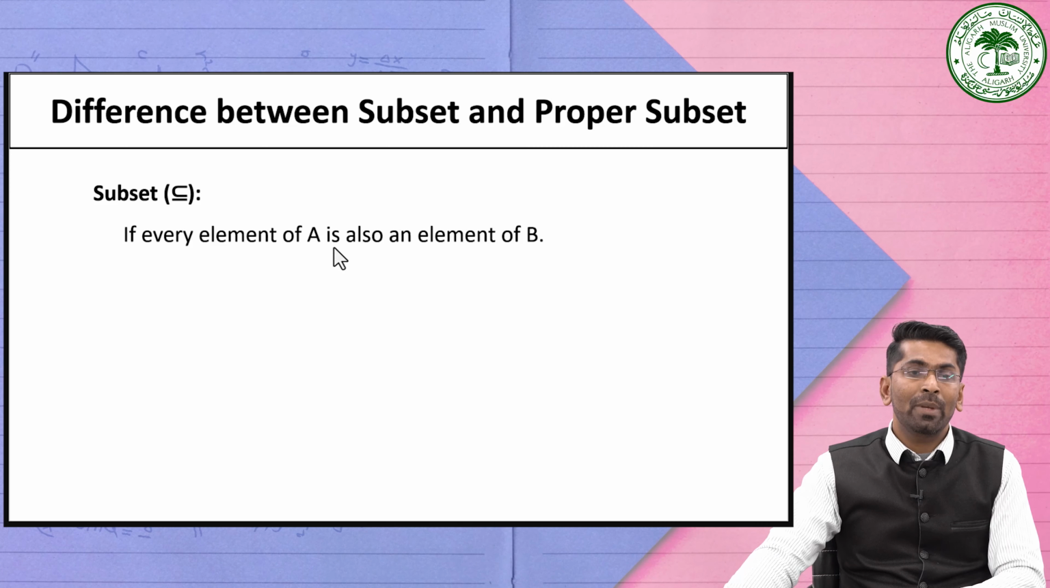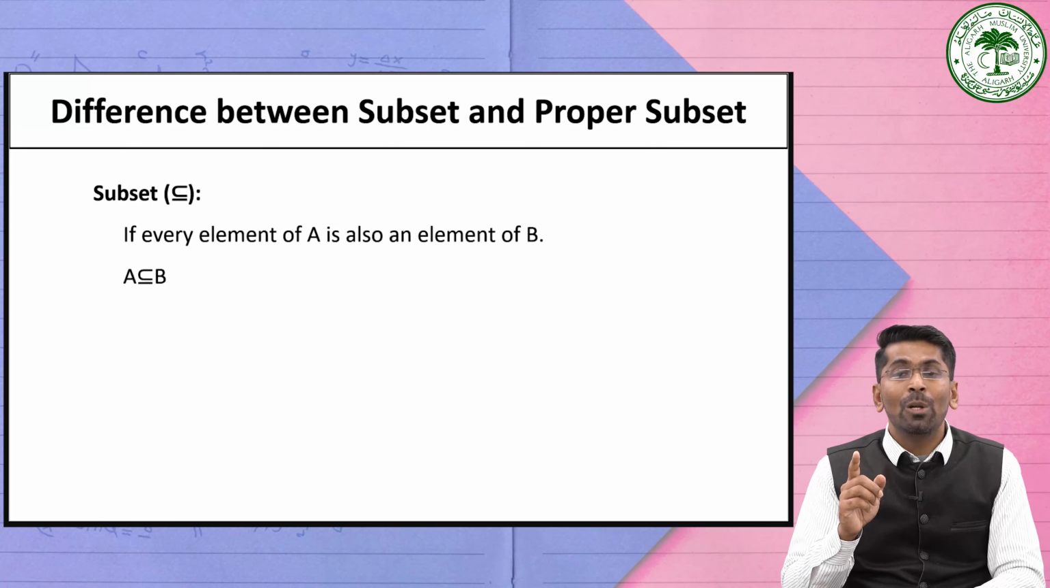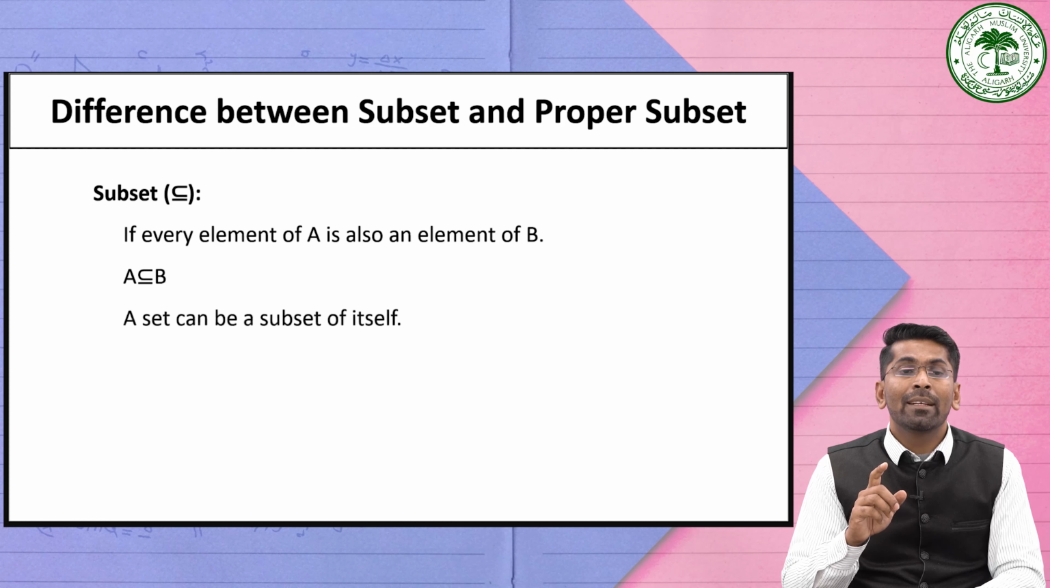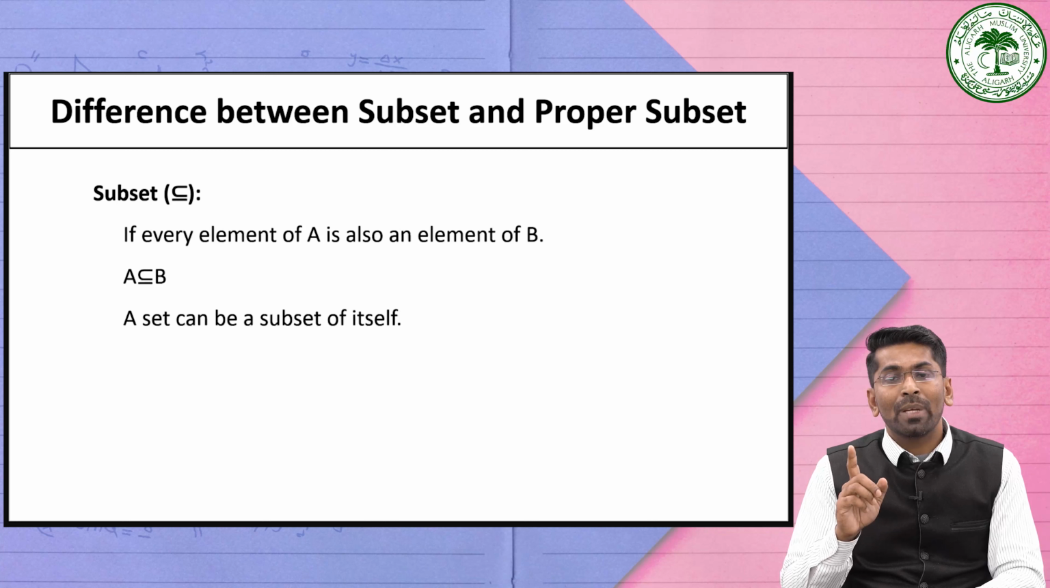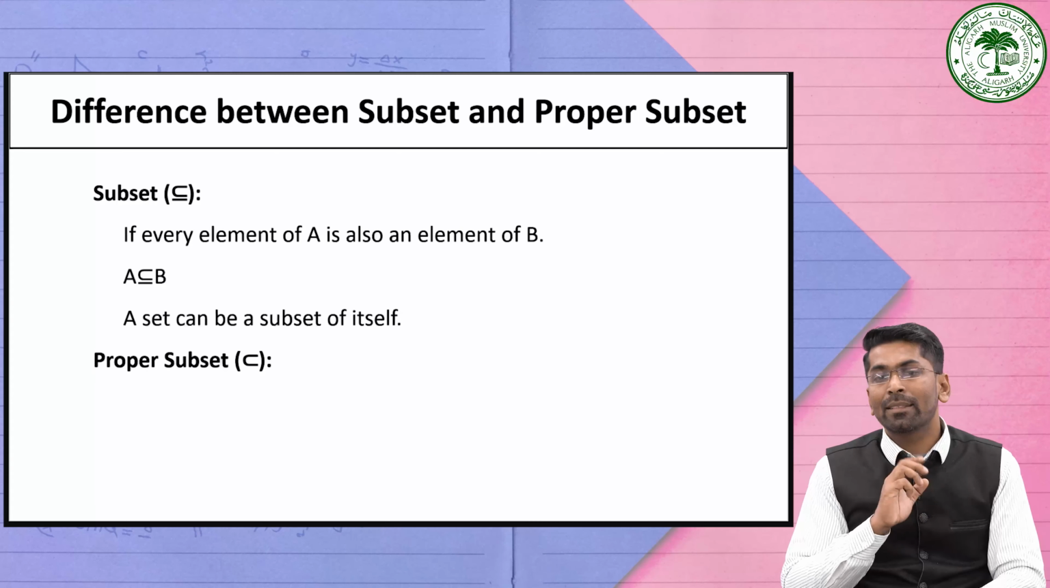If every element of A is also an element of B, the symbol generally used to denote this is A is a subset of B. Keep in mind here A may or may not be equal to B. Therefore we can say that a set can be a subset of itself. But in the case of a proper subset, let us consider.